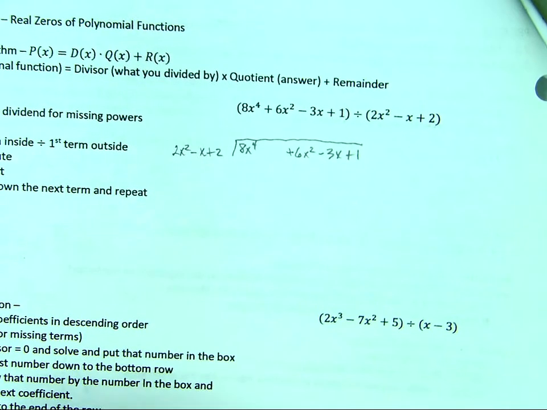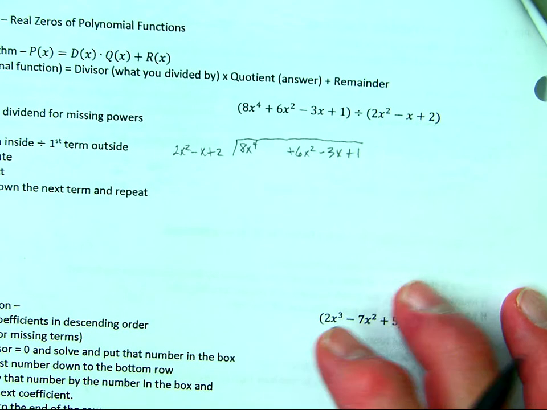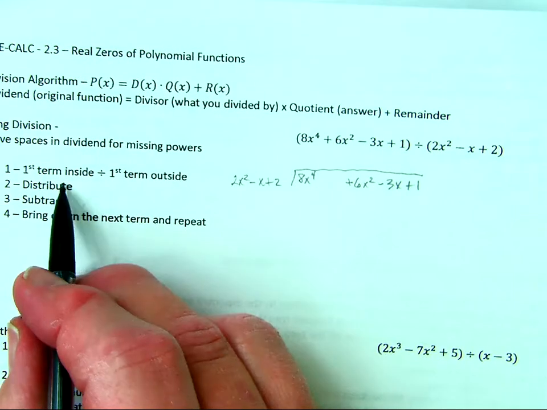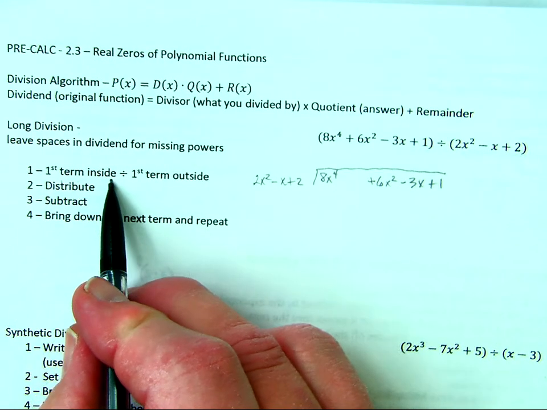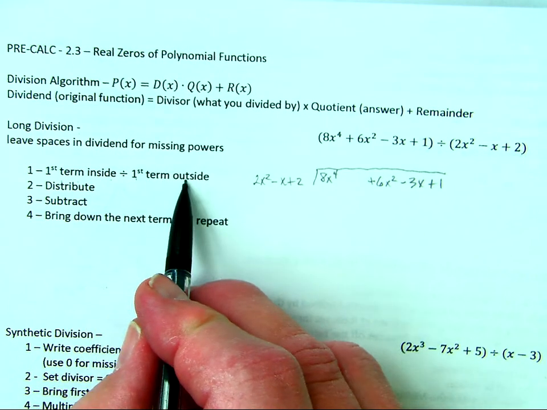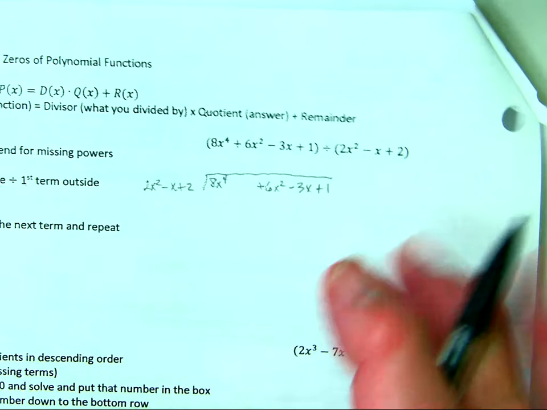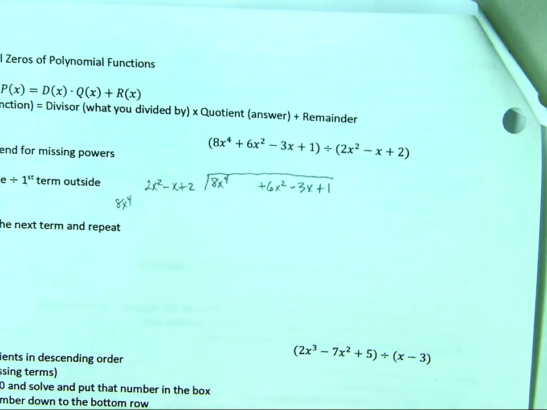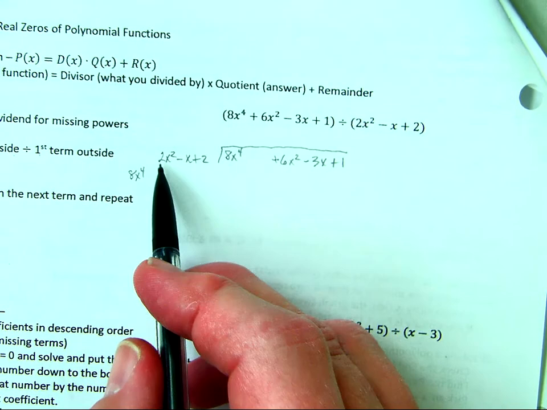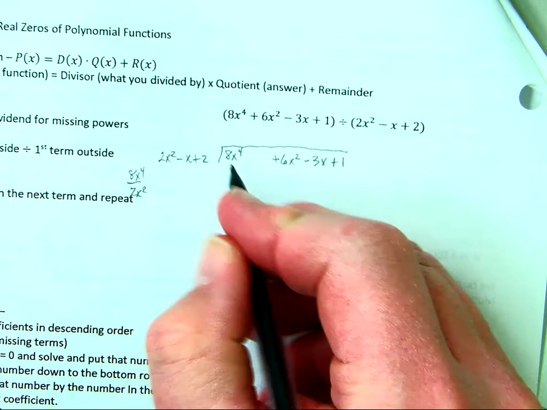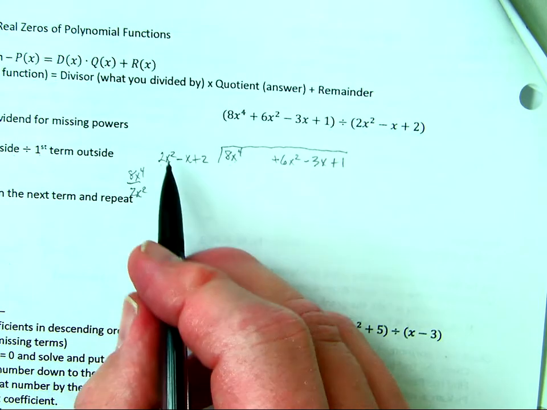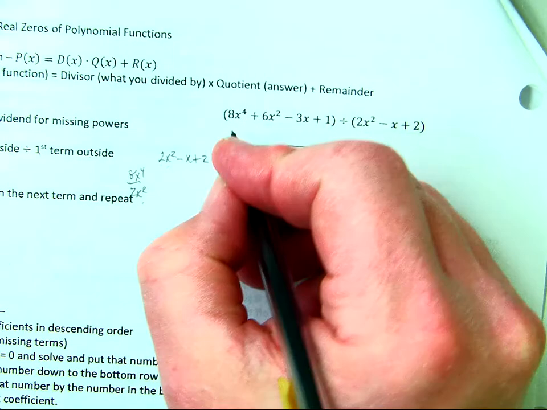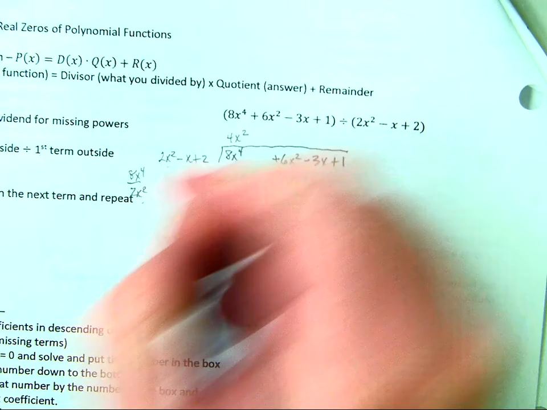So we're set up. Now, we're going to do 3 steps over and over. First, we take the first term inside divided by the first term outside. So here, we're going to take 8x to the fourth and divide it by 2x squared. That's first term inside divided by first term outside. Now if we divide, that is 4x squared. Let's write that up here.